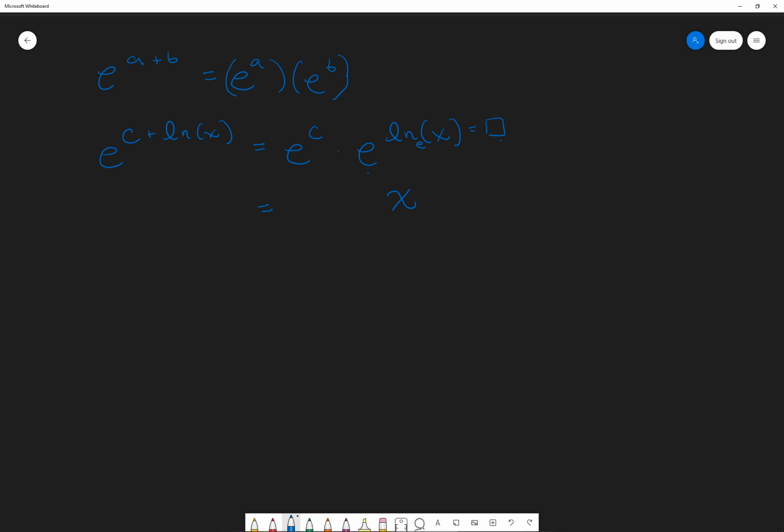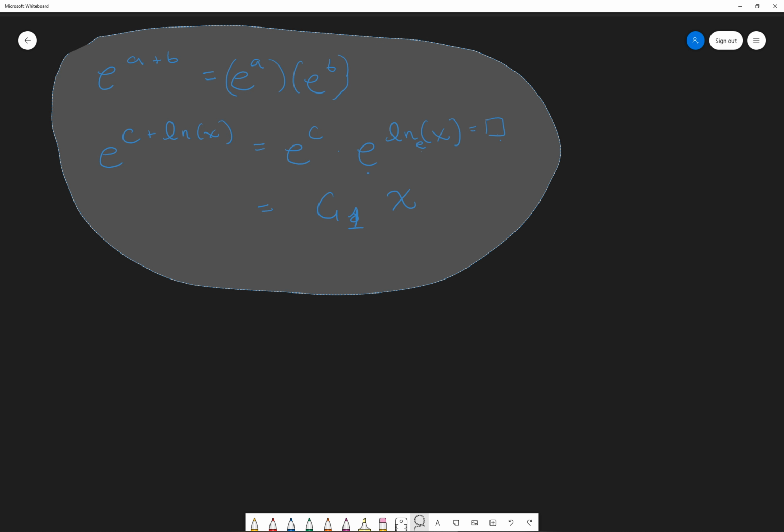e to some constant, well, that's just some other constant. We'll call it c naught, or c1, or whatever we want to call it. Maybe we'll call it c1, just to be similar to our notes. Okay, so that's another thing. What else do we see that people have made mistakes on before? Let's look at another thing.